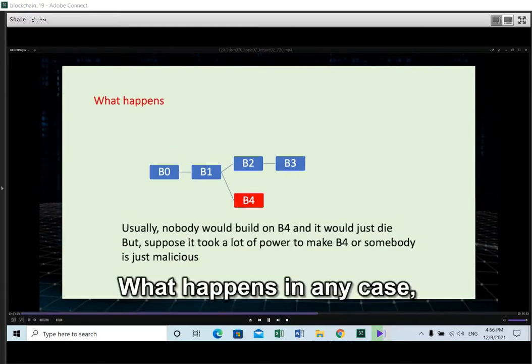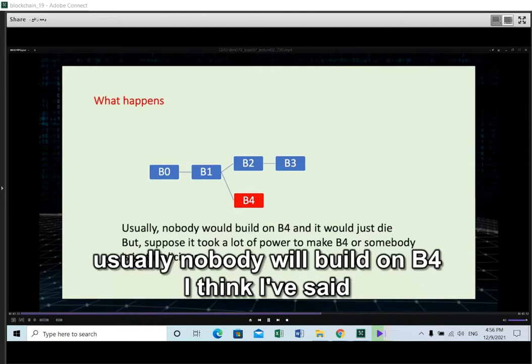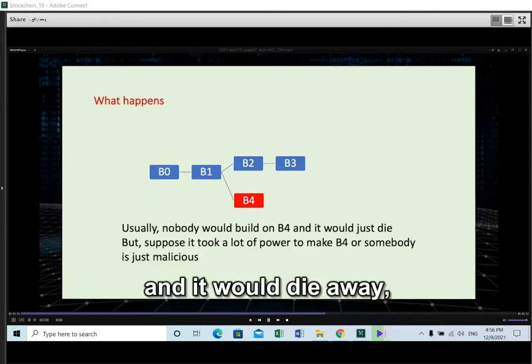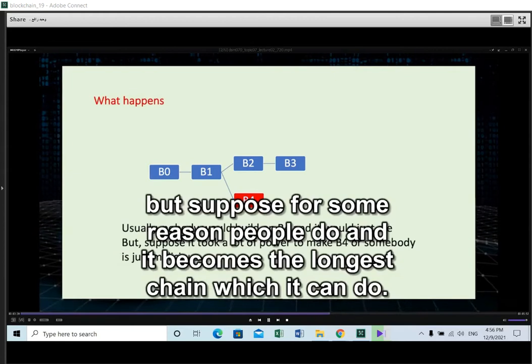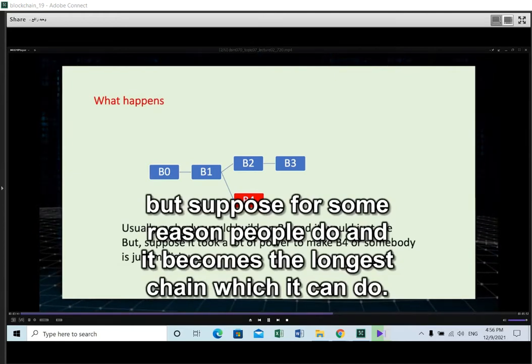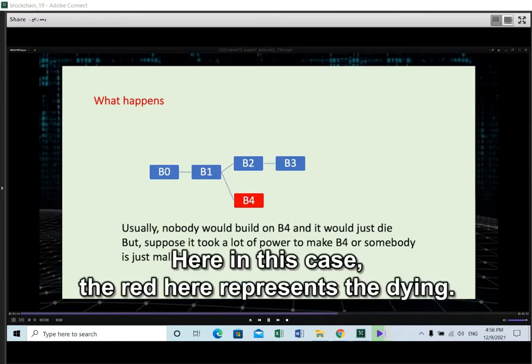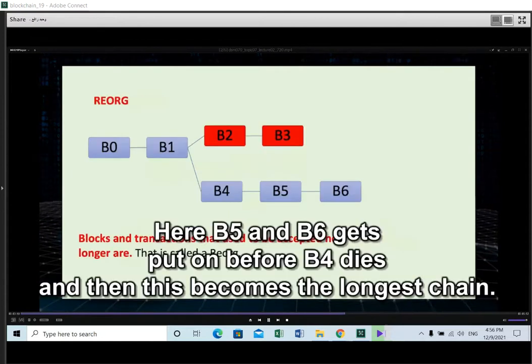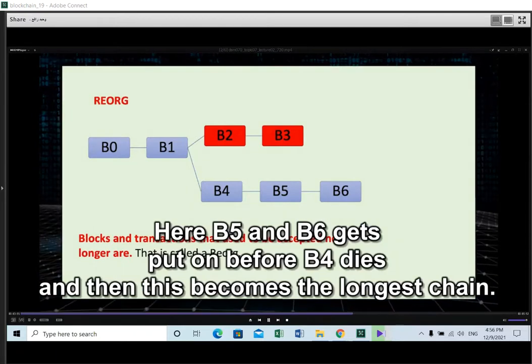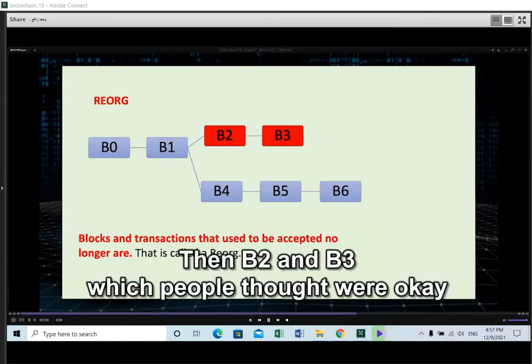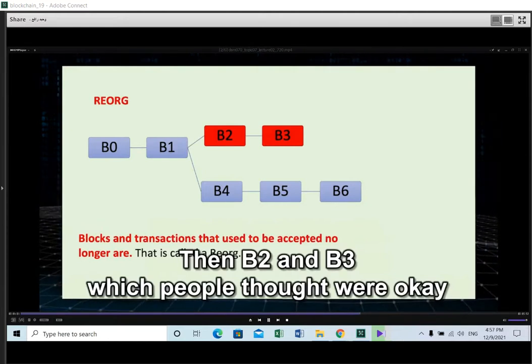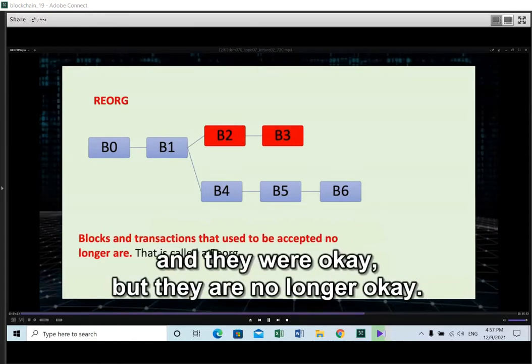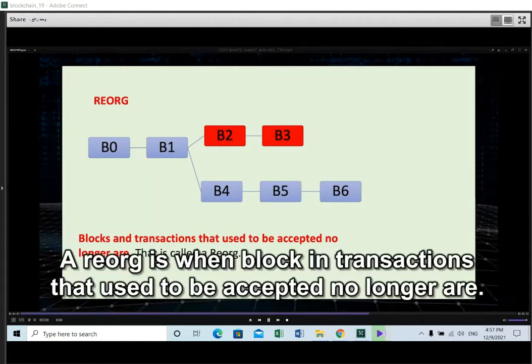Usually nobody will build on B4, as I think I've said, and it would die away. But suppose for some reason people do, and it becomes the longest chain, which it can do. So here, in this case, B4, the red here, represents the dying. Here, B5 and B6 get put on before B4 dies, and then this becomes the longest chain. And then B2 and B3, which people thought were okay, well, they were okay, but they're no longer okay. And that's what's called a reorg. A reorg is when blocks and transactions that used to be accepted no longer are.